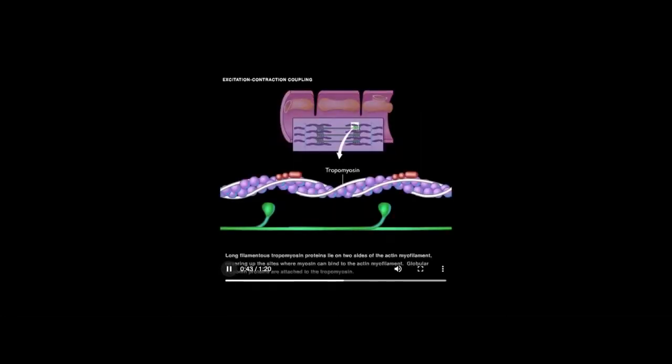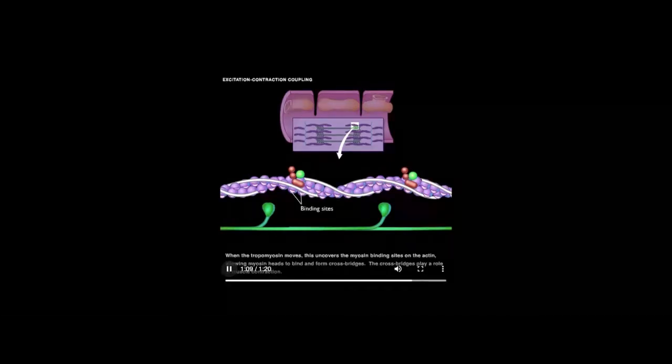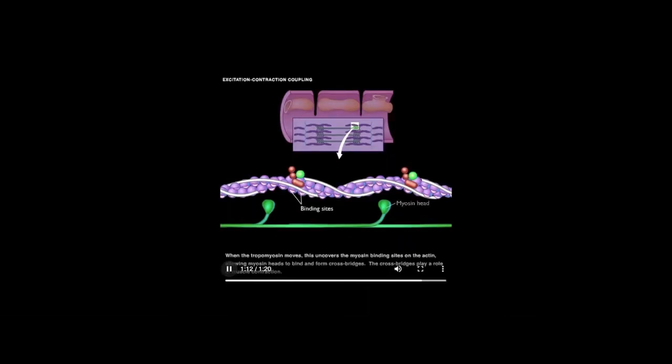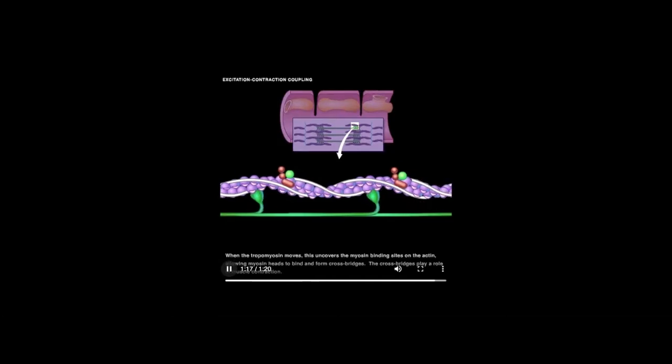Long filamentous tropomyosin proteins lie on two sides of the actin myofilament, covering up the sites where myosin can bind to the actin myofilament. Globular troponin proteins are attached to the myosin. When calcium ions bind to troponin, this causes troponin to change conformation and move the tropomyosin. When the tropomyosin moves, this uncovers the myosin-binding sites on the actin, allowing myosin heads to bind and form crossbridges. The crossbridges play a role in muscle contraction.